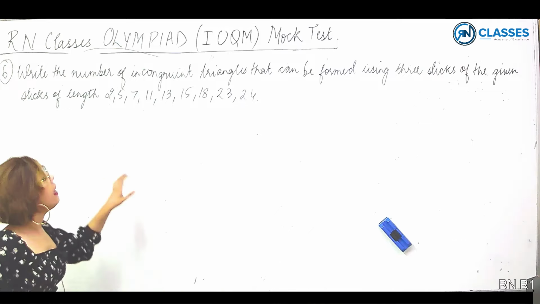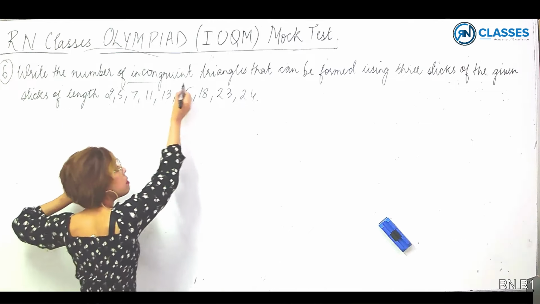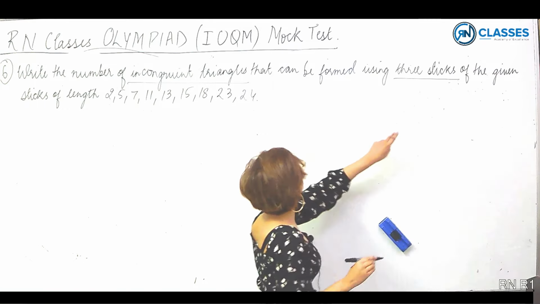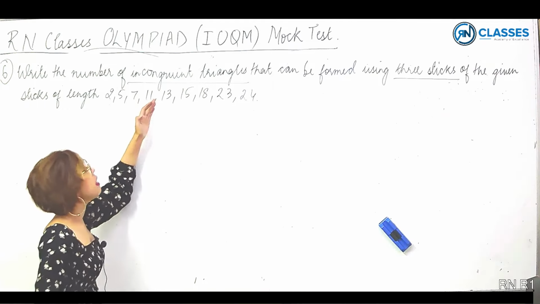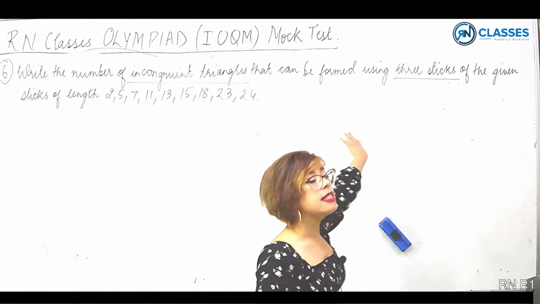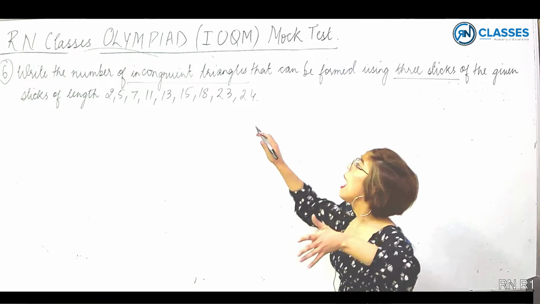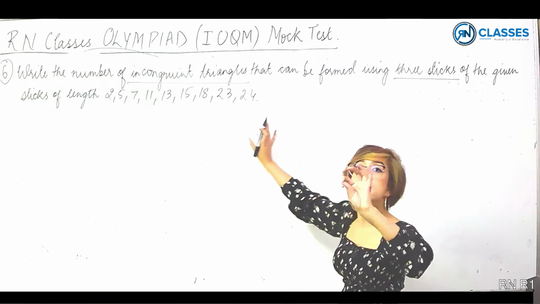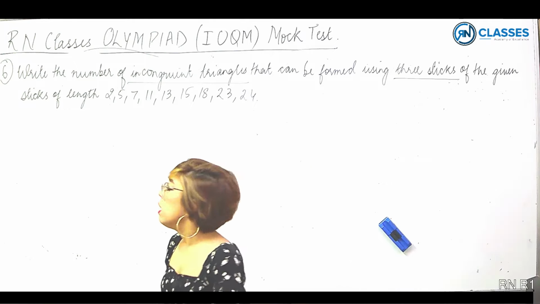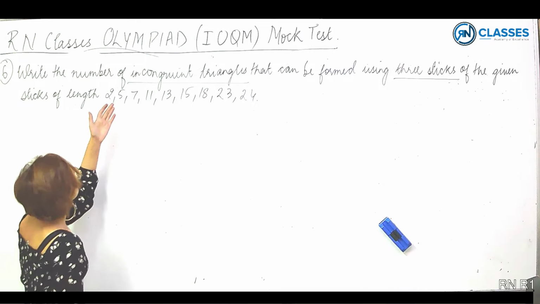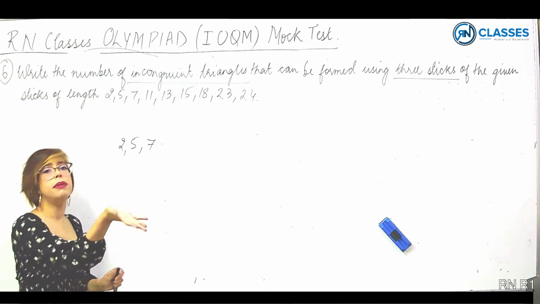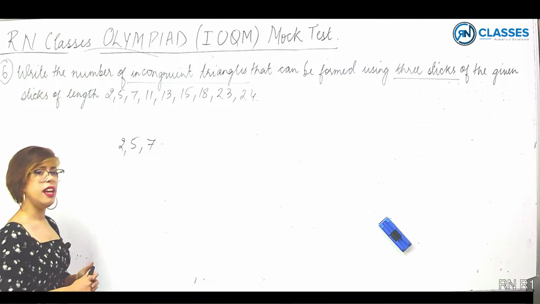He says, write the number of incongruent triangles that can be formed using 3 sticks of the given lengths 2, 5, 7, 11, 13, 15, 18, 23, 24. Right? So these stick lengths are given to you, or length of sticks. And you need to form a triangle using 3 sticks, right? Okay. Now, obviously 3 sticks because 3 sides, right? Now, if I take these sticks as 2, 5, 7, right? Obviously, I'll be able to form a triangle. Where are you?